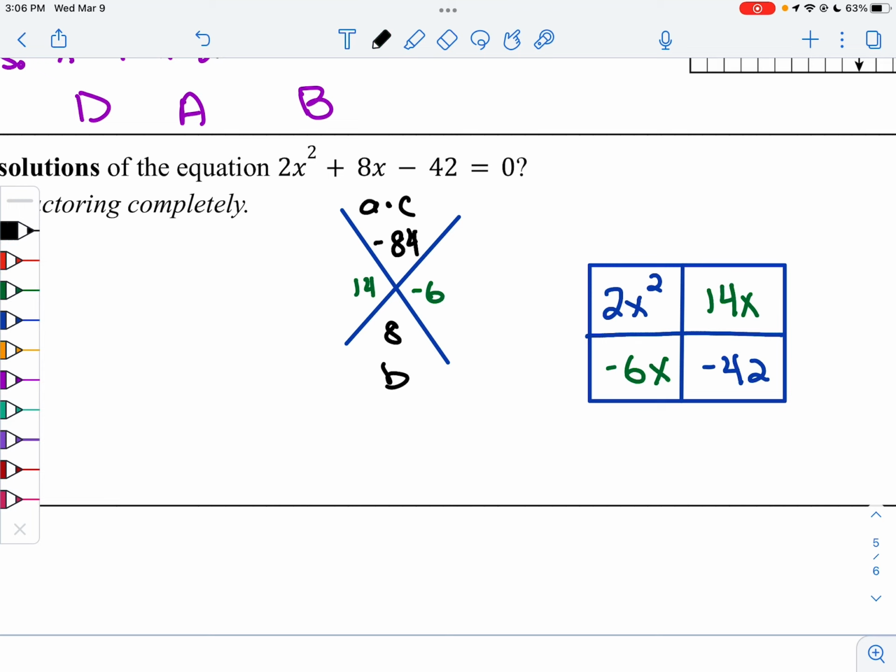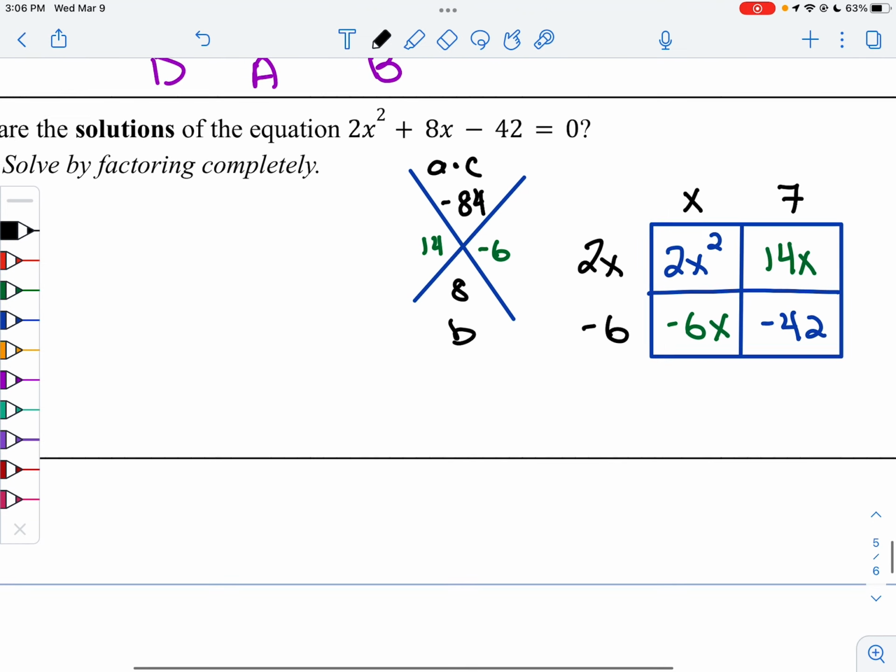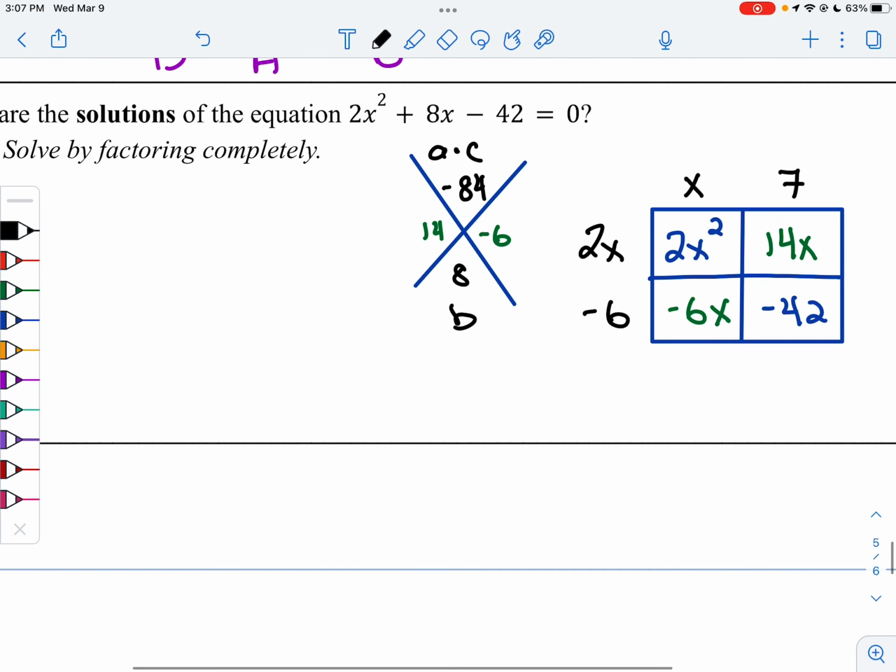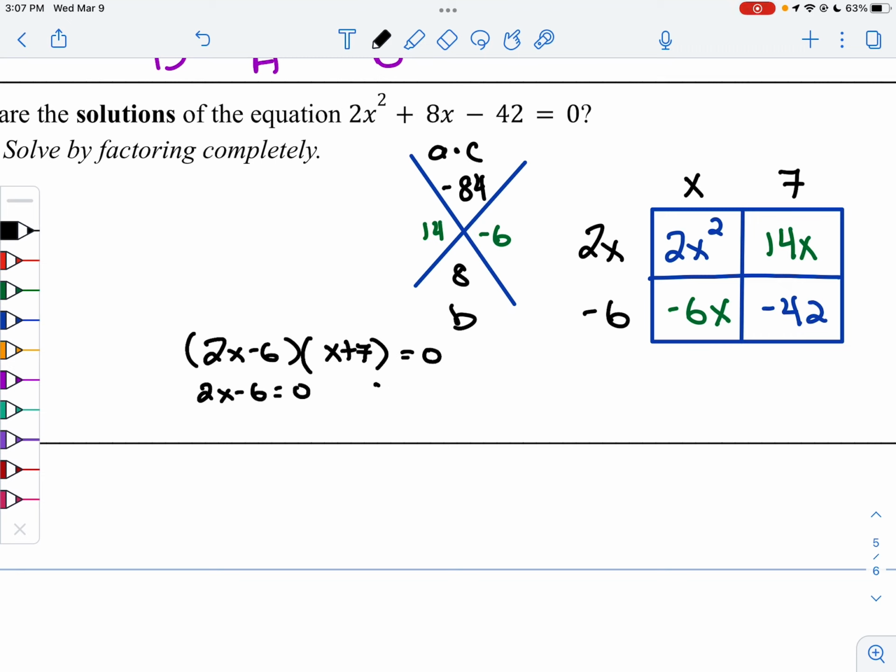What do we get here? I'll put 2 here and x here, which means that this needs to be a positive 7, and this needs to be a negative 6, which appears to work out. So now this becomes 2x minus 6 times x plus 7 equals 0. So then we have to do 2x minus 6 equals 0 and x plus 7 equals 0.